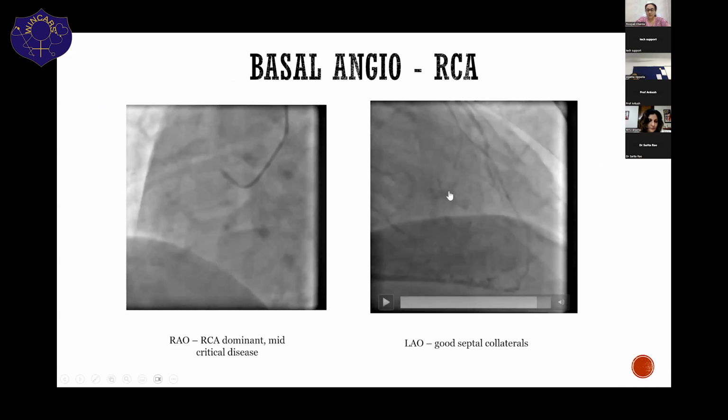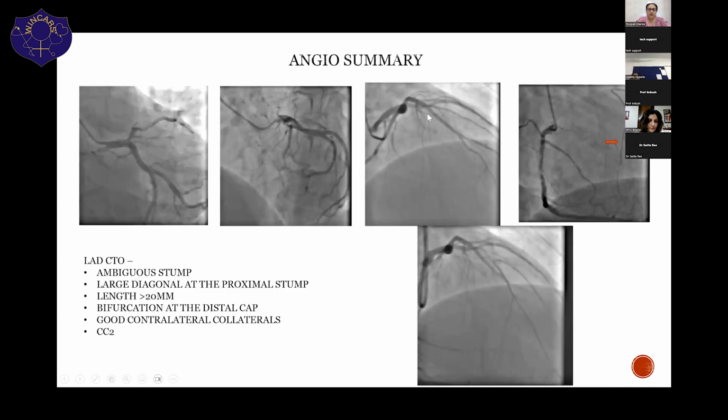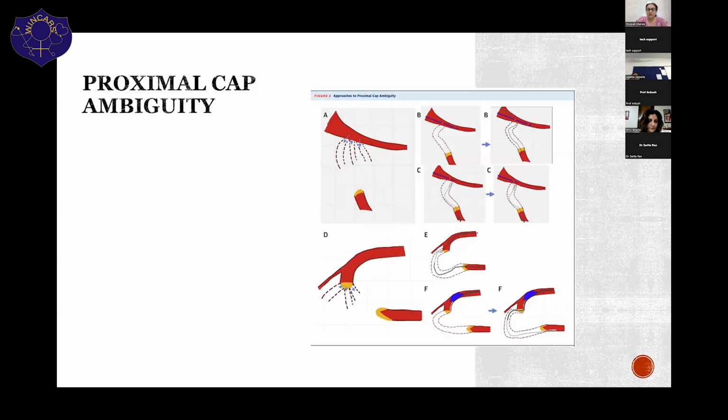So what are the problems in this case if we want to address this LAD? We know that the LAD ostium, the proximal stump, is ambiguous. So we don't know from where we have to puncture. There was a large diagonal present there, and there was a bifurcation at the distal cap. So we don't know where our wire will enter. So what are the options available if proximal cap ambiguity is there? Either we can do an IVUS guided puncture, or we can move the cap, or we can go retrograde.